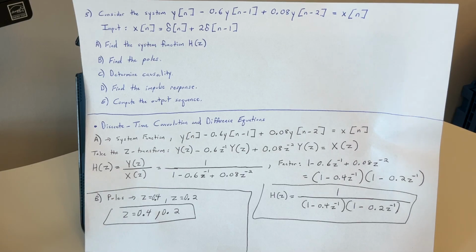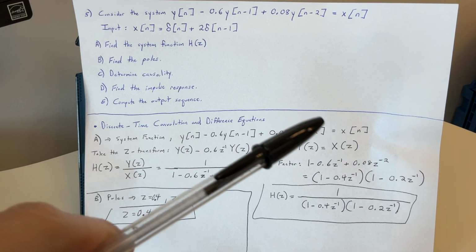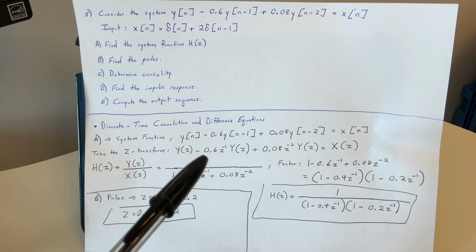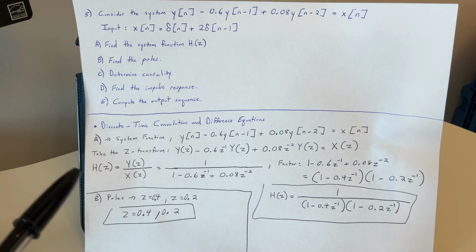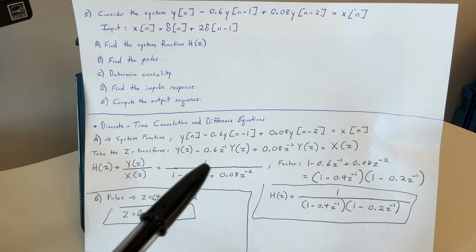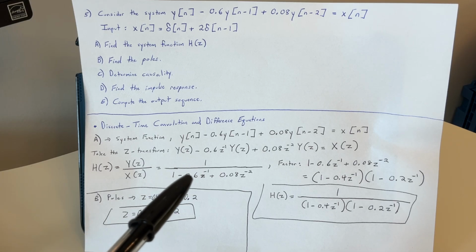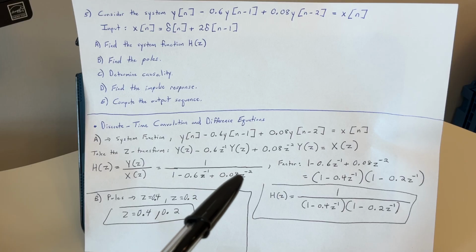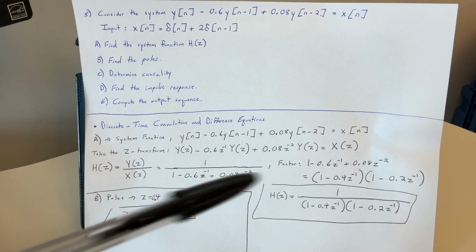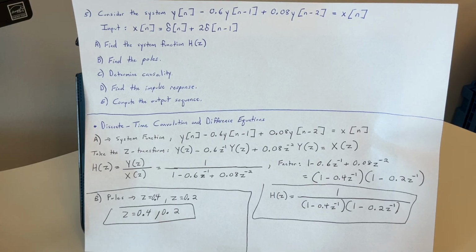So this is discrete-time convolution and difference equations. We're given this system function here. We're going to take the z transform of it as follows. H of z is Y of z over X of z. So we get 1 over 1 minus 0.6 z to the negative 1 plus 0.08 z to the negative 2. Factoring, that denominator becomes 1 minus 0.4 z to the negative 1 times the quantity 1 minus 0.2 z to the negative 1. So H of z is 1 over the quantity 1 minus 4/10 z to the negative 1 times the quantity 1 minus 2/10 z to the negative 1.